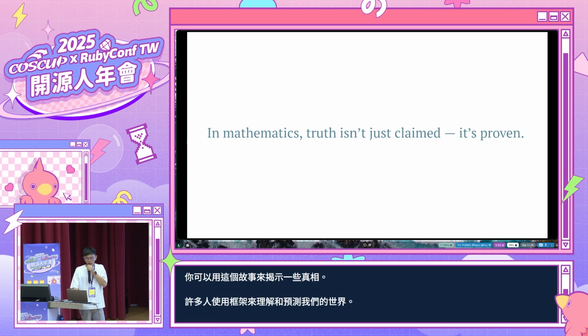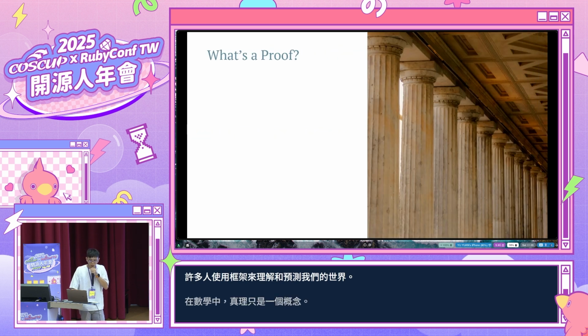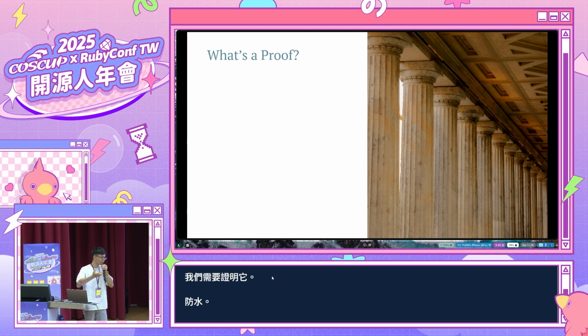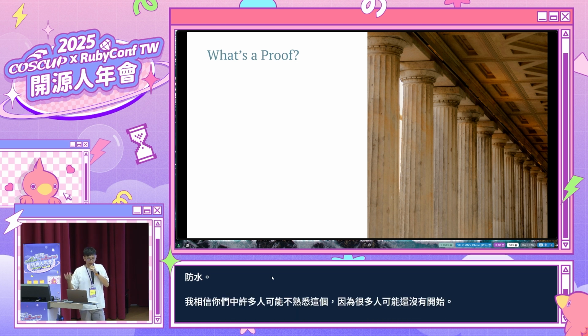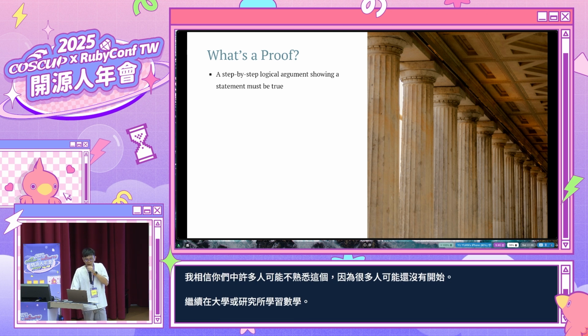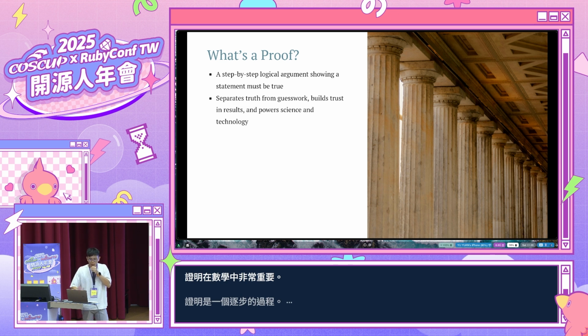But in mathematics, a truth is just a claim. We need to prove it. What's a proof? I believe many of you may not be familiar with this because many people do not continue studying math in college or graduate school. But proof is very important in math. A proof is a step-by-step logical argument showing a statement must be true. It separates the truth from guesswork. It builds the truth in results. And therefore, it can empower science and technologies.